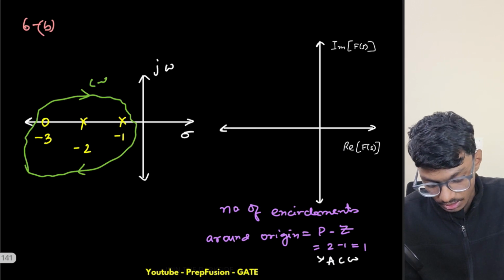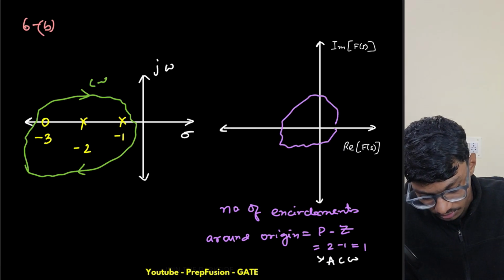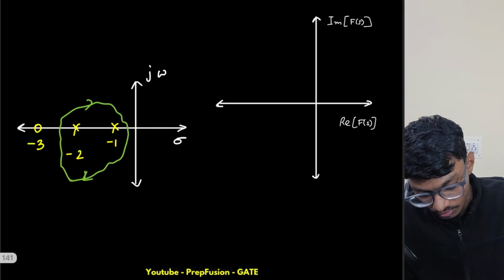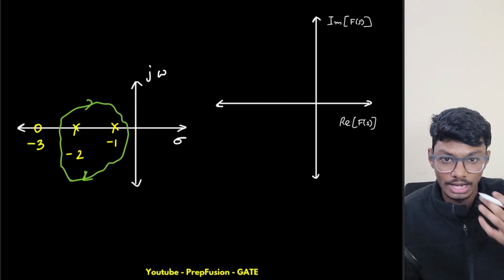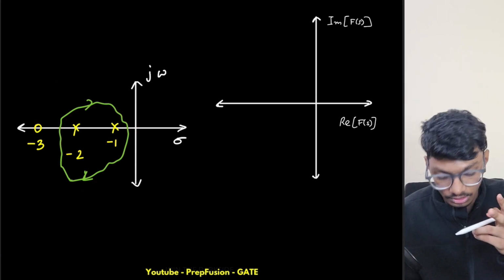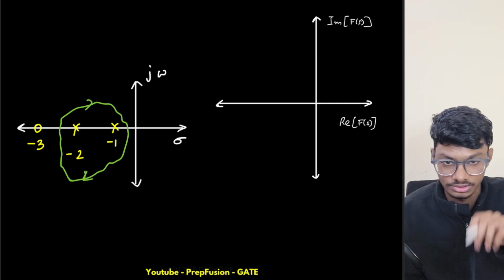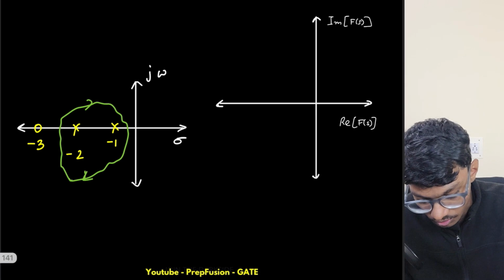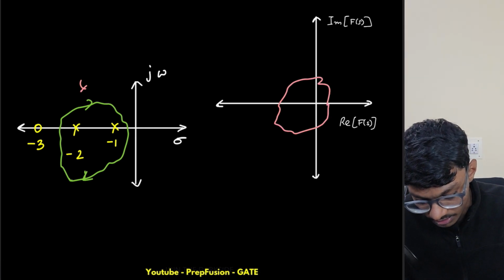Okay, it will look something like this only, in the anti-clockwise direction. And here I have two poles inside the contour, so what will happen? I will get two encirclements around the origin, and the direction will be opposite only. It will be something like this, in the clockwise direction.